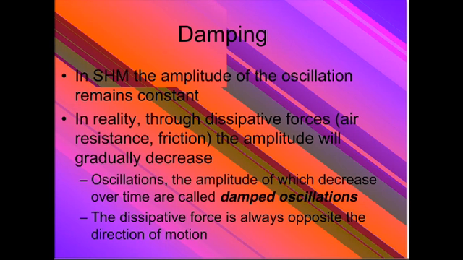This is what we call damped oscillations, where you have those other outside factors affecting the motion, affecting the amplitude, and it causes them to eventually stop. And in these situations, just like when we're talking about friction on something moving across the floor in translational motion, the forces are always opposite the direction of motion. They're doing negative work on the object, taking energy out of the system.